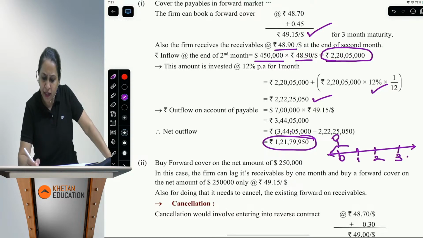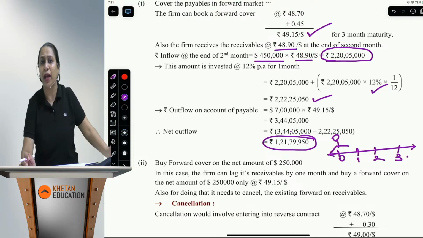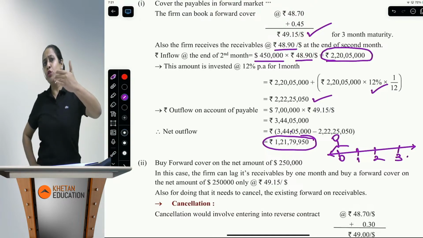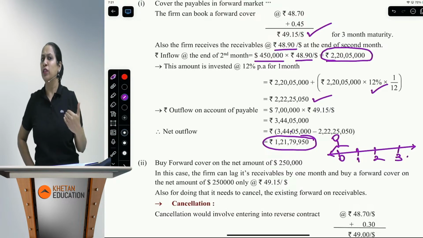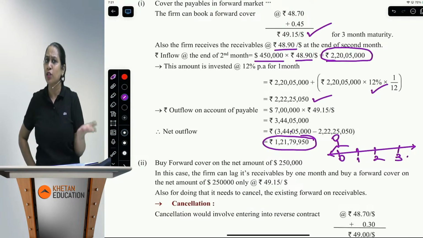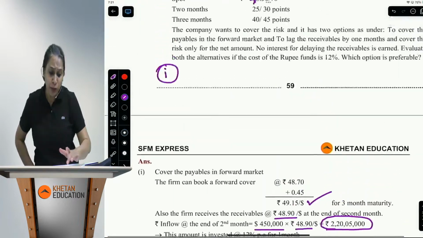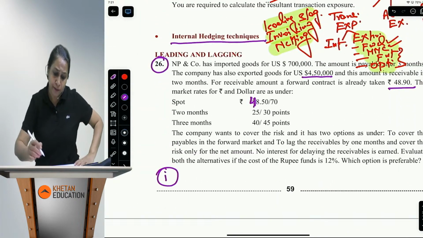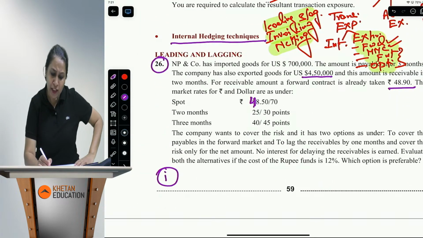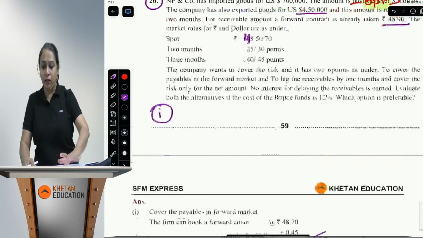We are standing here at this point of time, and then we decide that we want to lag our receivable. So you will buy a forward only on $250,000. That means basically you are not wanting that forward cover that you have taken on receivable. You need to cancel. So originally you sold, now you will buy 2-month forward. Why 2-month forward? Because I'm standing at 0 only. So you will buy 2-month forward at the rate of 48.7 plus 0.3, 49.